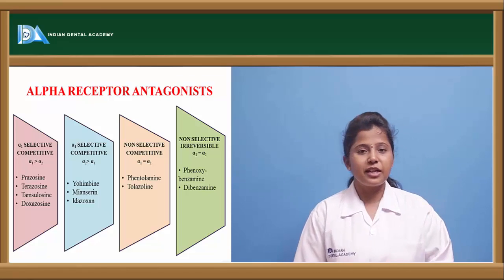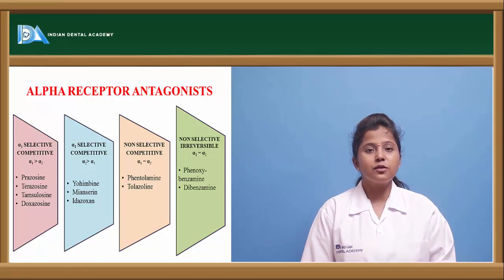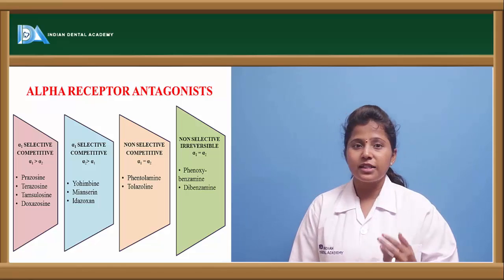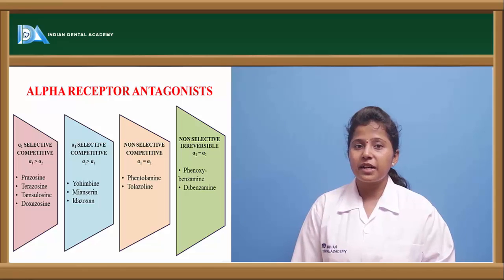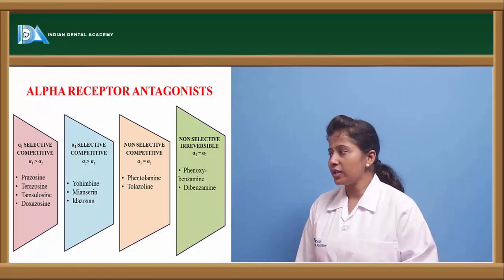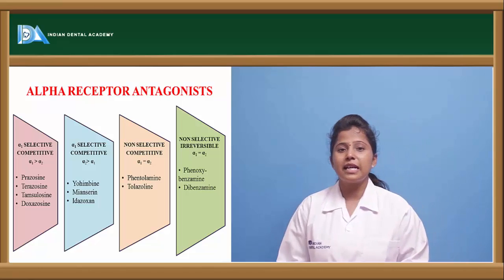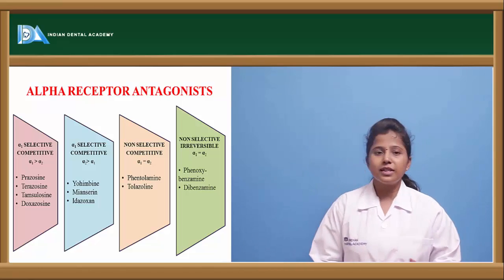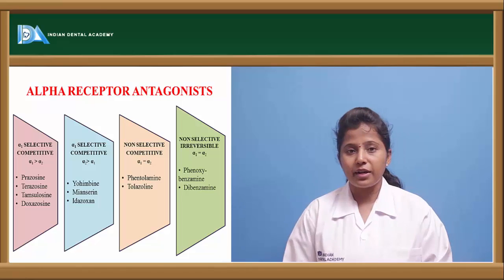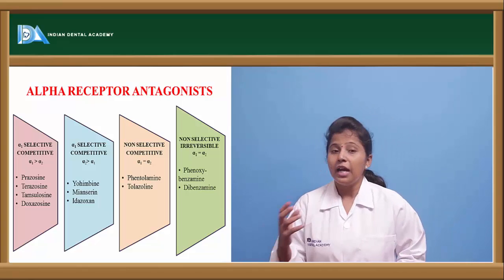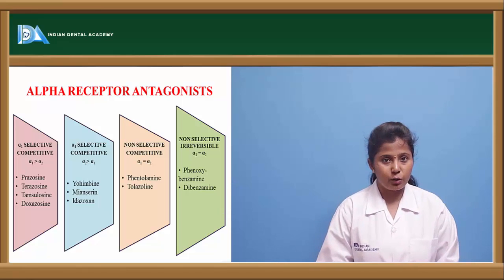Let us see the classification of alpha receptor antagonists. What are the drugs which come under this category? These alpha receptor antagonists, I told you, are categorized into two types again, selective as well as non-selective. The first is alpha 1 selective competitive. What does this mean, alpha 1 selective competitive? Here the affinity of the drug towards the alpha 1 receptor is more when compared to the alpha 2 receptor.